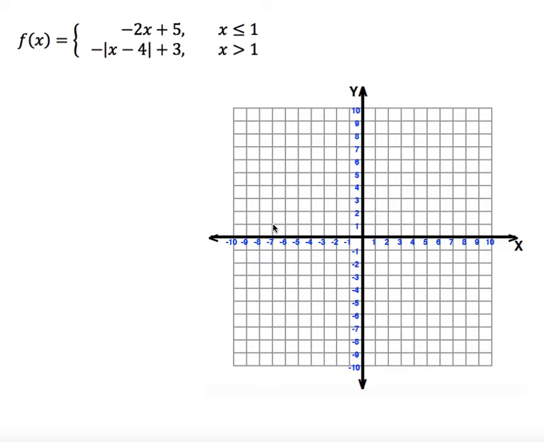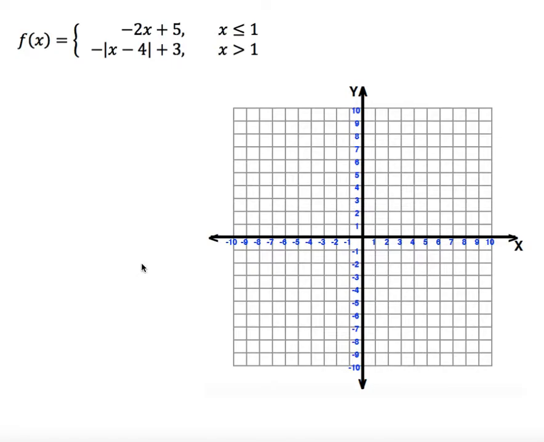All right, so today we're going to continue our work with piecewise functions. Yesterday you started graphing pieces of functions, so a piece of a line or a piece of an absolute value. And that's what piecewise functions are all about, pieces of different functions all on one graph.